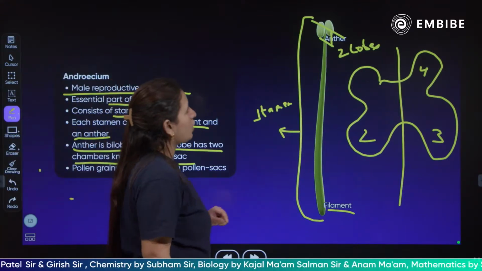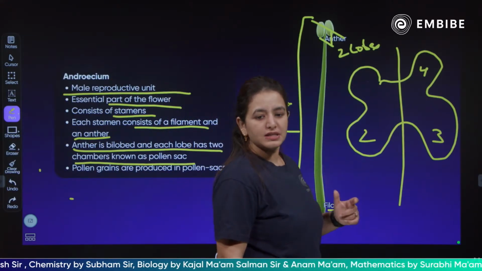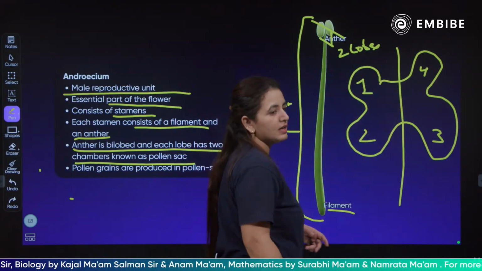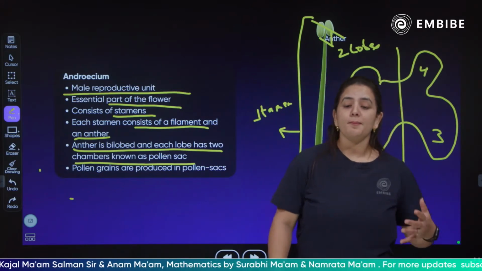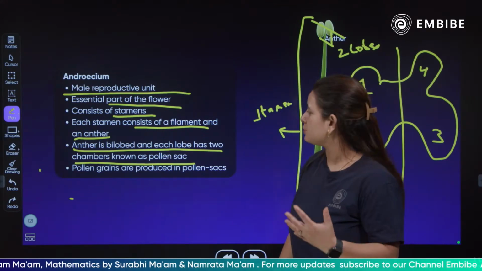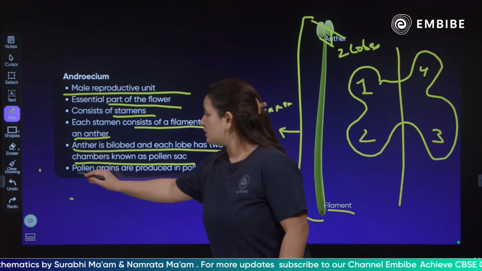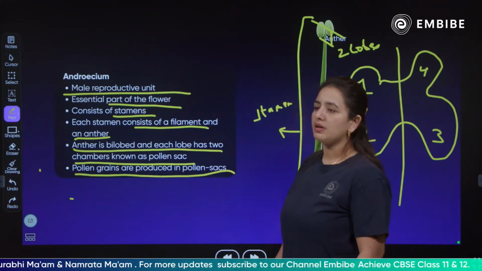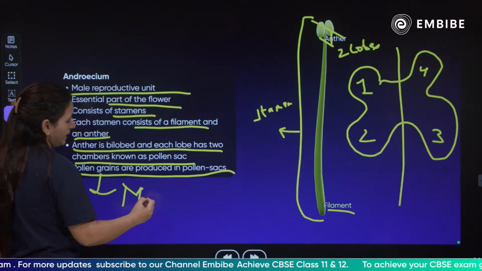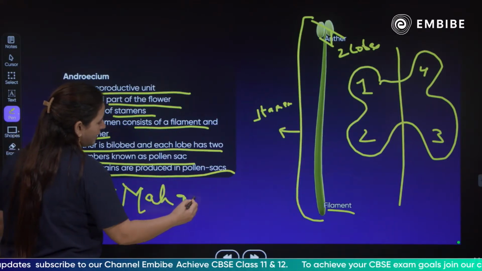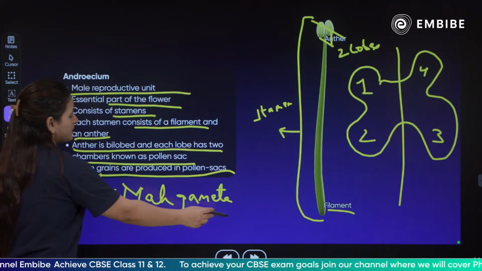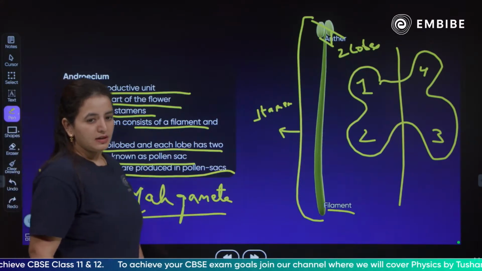The bilobe structure of the anther, which is a part of the stamen, has four chambers of what? Pollen sacs. And what do they have? They basically produce the male gamete, which is known as pollen. Yes, the pollen grains are produced in the pollen sac. What is a pollen grain? A pollen grain is a male gamete. Absolutely important. Yes or no?